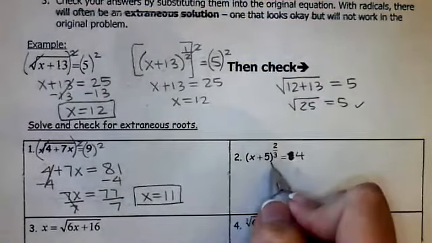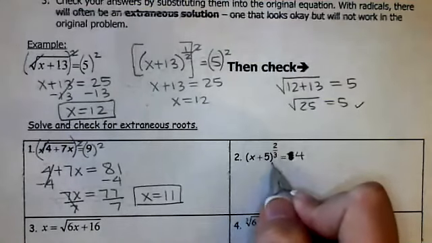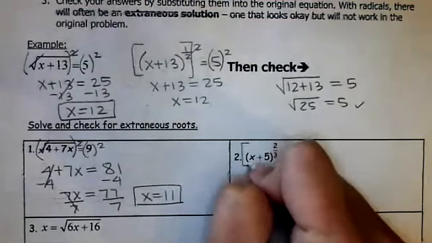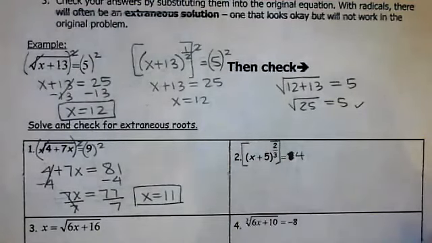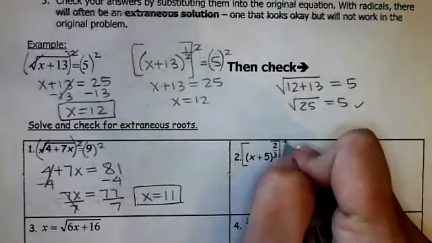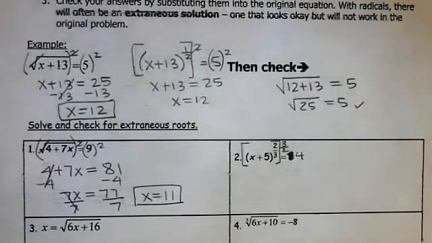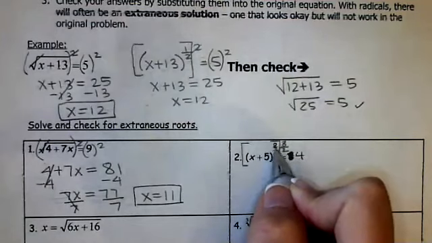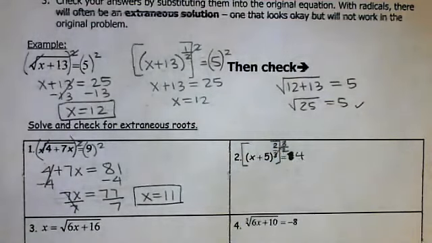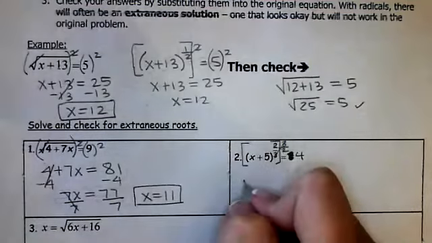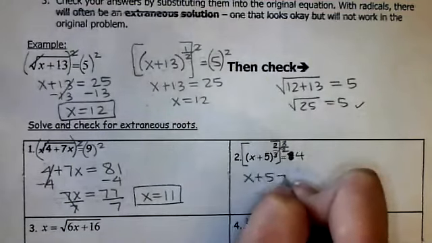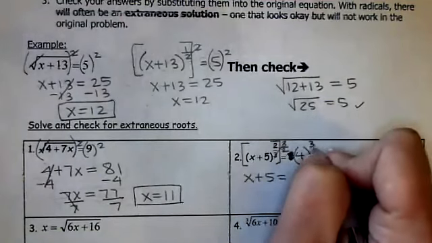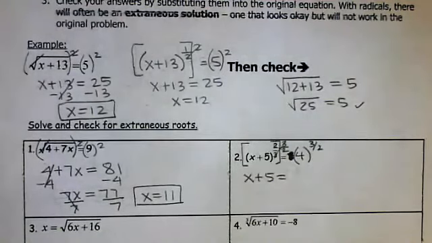All right, to remove that 2/3 and free up this x plus 5, we want to raise it to a power that's going to make that cancel. If I raise it to the 3/2 power, because the 3 is in the numerator and denominator, it cancels, and the 2 is in the numerator and denominator, so that cancels too, freeing my x plus 5. Now, of course, whatever I do to one side, I want to do to the other, so I would raise my 4 to the 3/2 power as well.